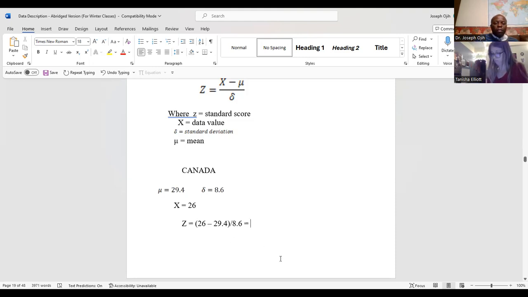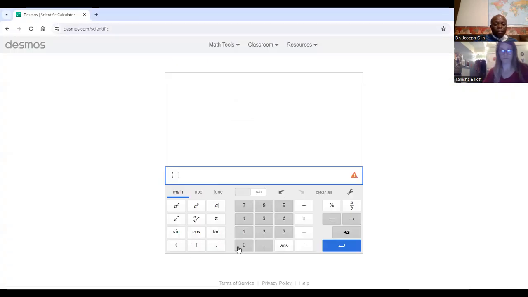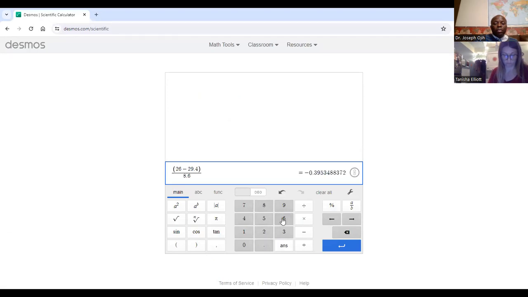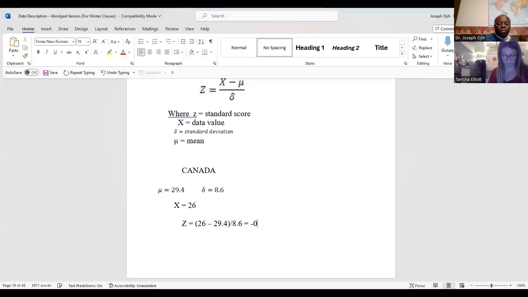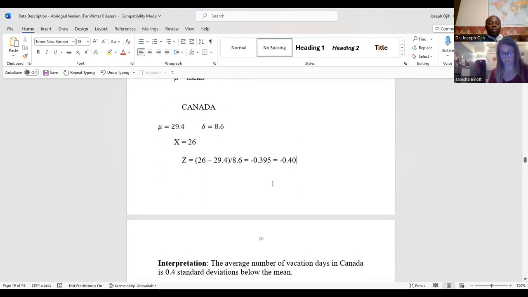So you got 26 minus 29.4, divided by the standard deviation of 8.6. That was negative 0.395. Negative 0.395. For Z-score, we use two decimal places. So we give you negative 0.40. Now, how do we interpret this?